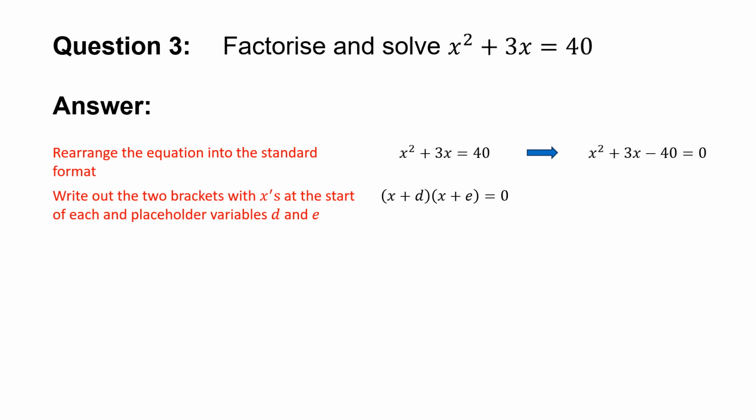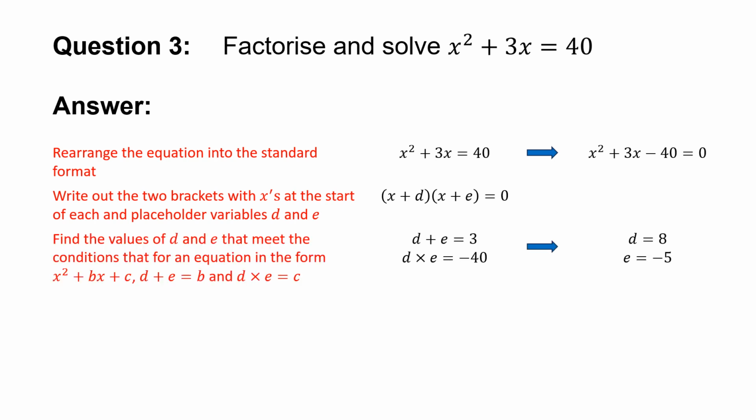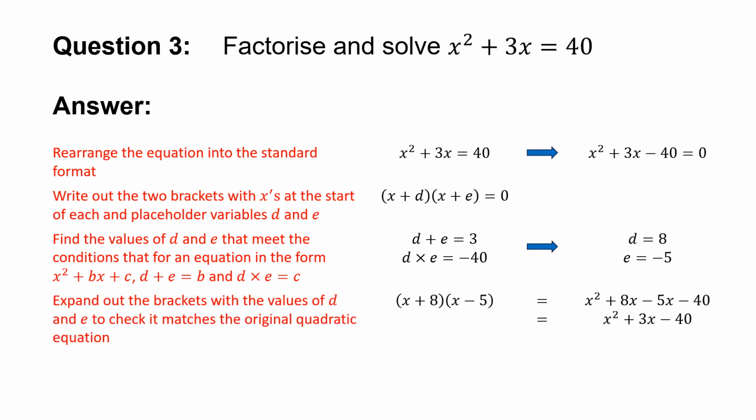So again, we've got our brackets, x plus d, x plus e equals 0. Now we need to find our values of d and e. So we're going to have d plus e equals 3, which is the b term. And we're going to have d times e is equal to minus 40, which is the c term. Using trial and error, we should get that we have our two values as 8 and minus 5.